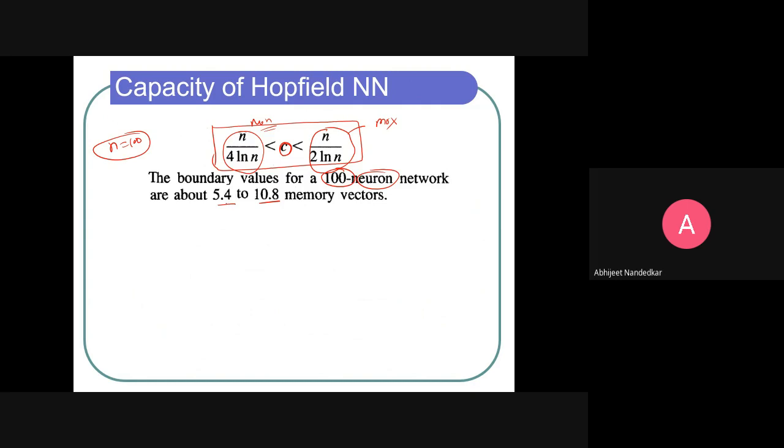So that way the capacity is very small. You can push only 5 to 11 vectors or so in a 100 neuron network. If you want to push more, then you have to increase this n. So you have to increase the neurons or nodes in our circuit. As this n grows, your capacity will grow.